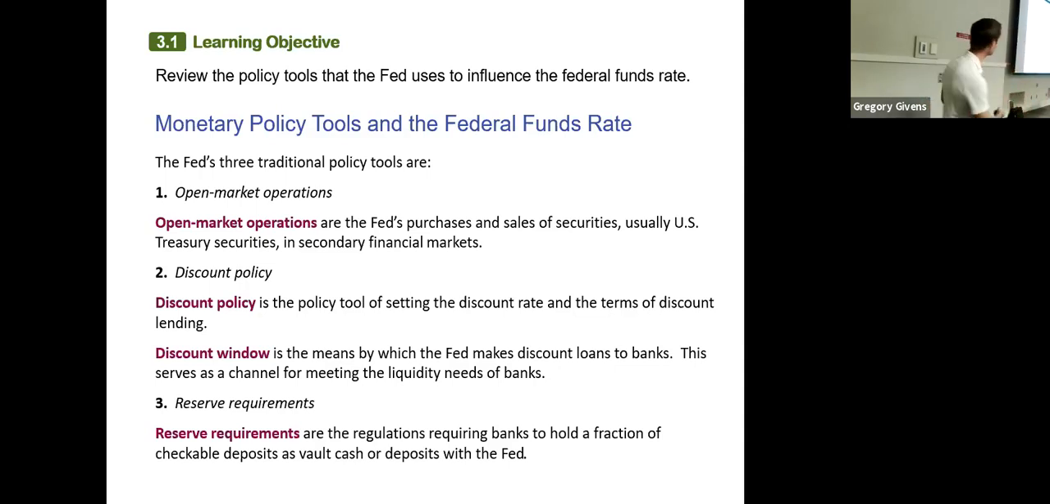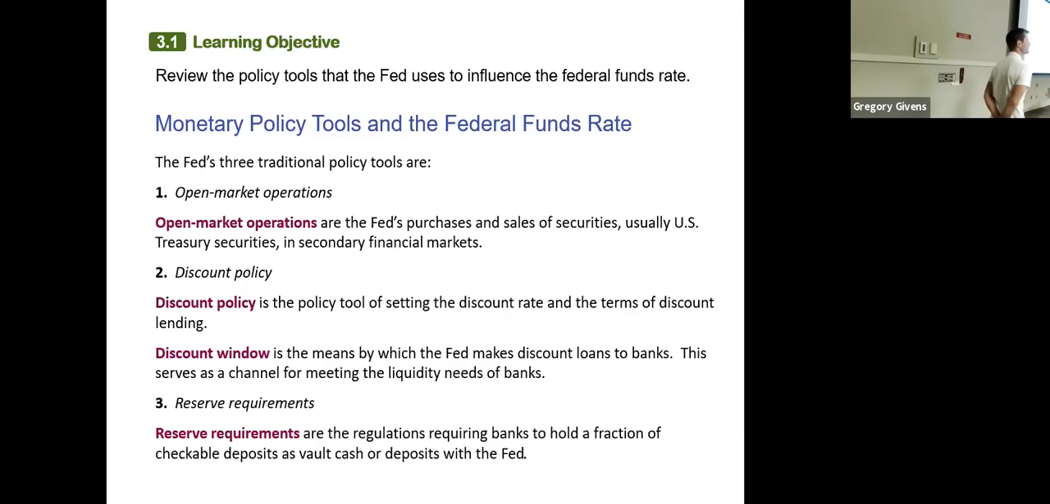Okay? The second one is discount policy. Now, again, what is the actual definition of discount policy? This is the tool of setting the discount rate. The Board of Governors sets the discount rate as well as the terms of discount lending.